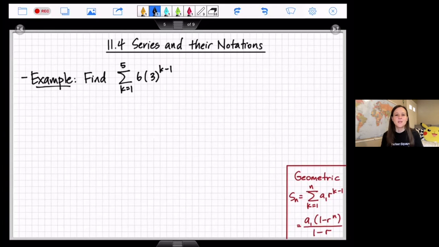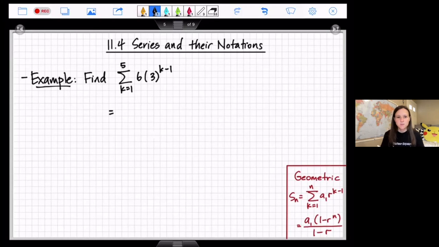Let's do one more of these. We'll be able to use the shortcut formula on this because we can recognize it as a geometric partial sum. You can recognize it's geometric because it follows that format. The a sub 1 is the 6. Then you've got that common ratio, 3 in this case, to the k minus 1. That is a geometric series format. So because this series stops at 5, this is the 5th partial sum. And we know we can use that shortcut formula from the box.